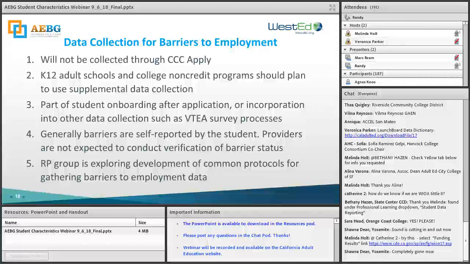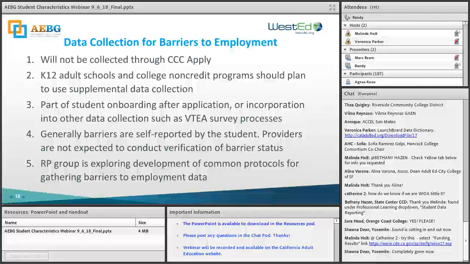What all this means, that's a very long way of saying that K-12 adult schools and college non-credit programs should plan to use some kind of supplemental data collection process to collect information about their students for special populations. Whether you could do that as part of student onboarding after your application when you get them in the door, or you could incorporate it into other data collection processes such as BATIA survey processes. I've seen that floating around on the RP listserv as well.